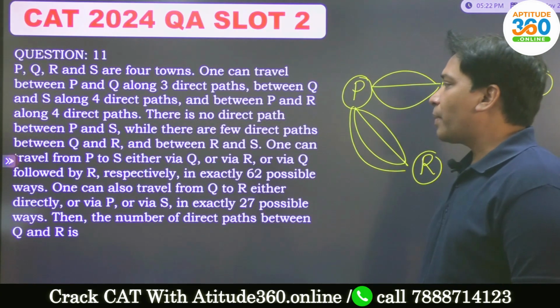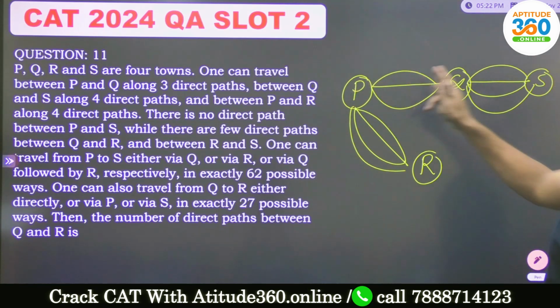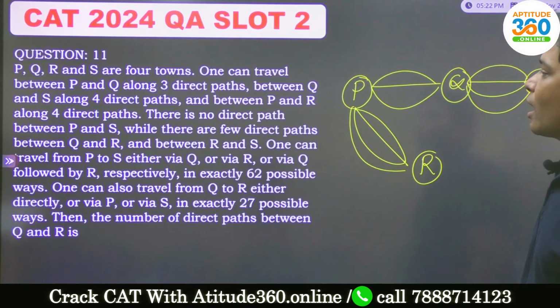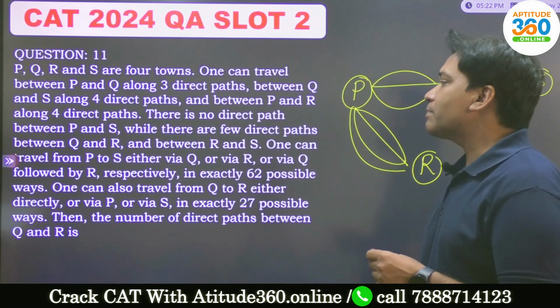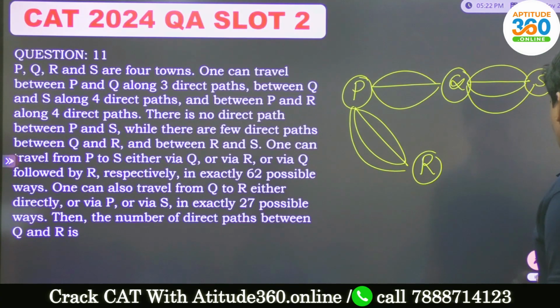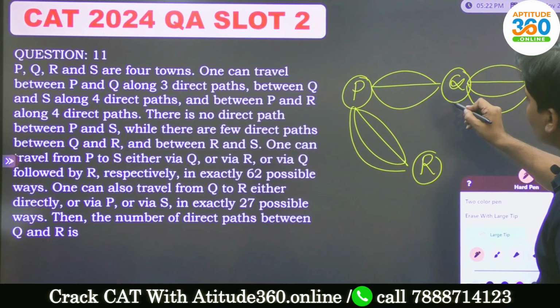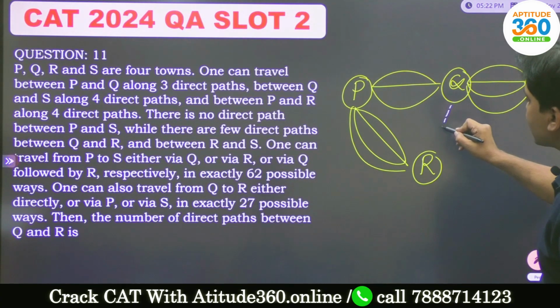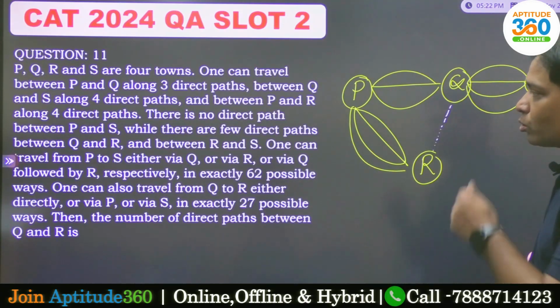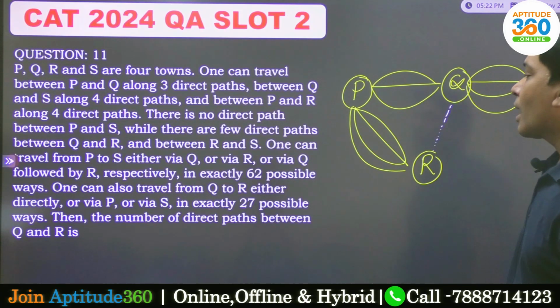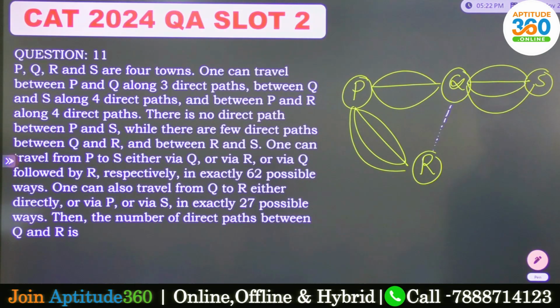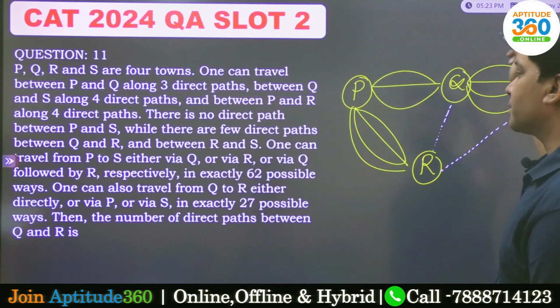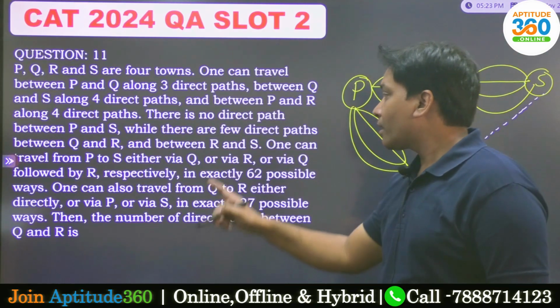There is no direct path between P and S. While there are a few direct paths between Q and R. We do not know how many such paths there are, but from Q to R there are certain paths. And between R and S also there are certain paths. But P to S there is no direct path. Is that okay?